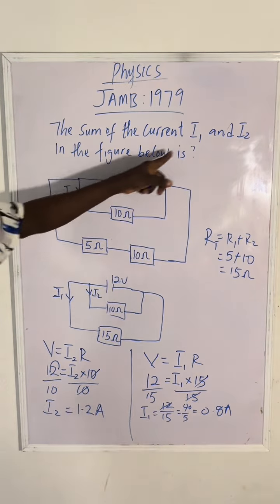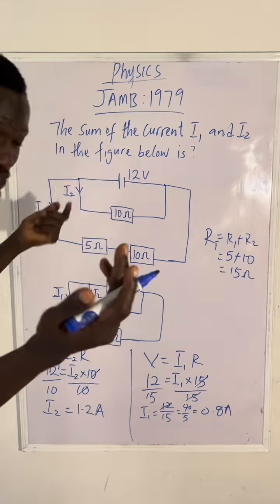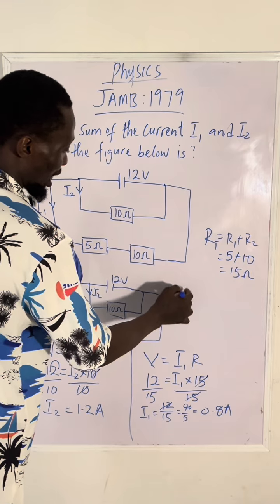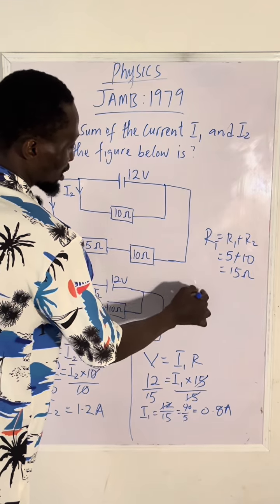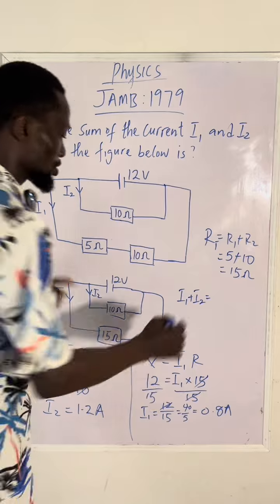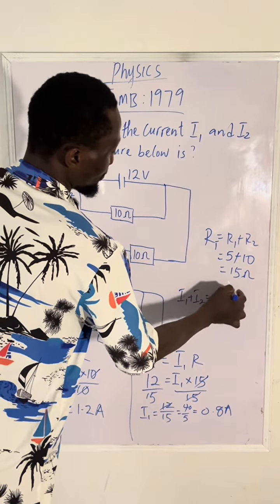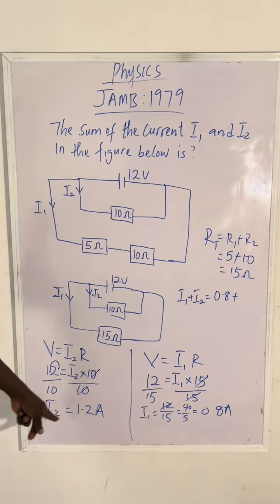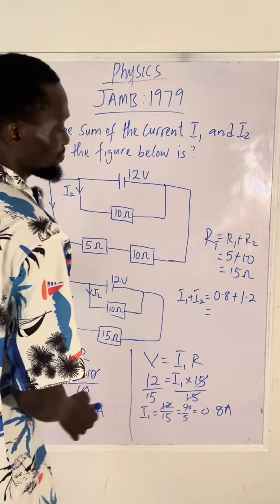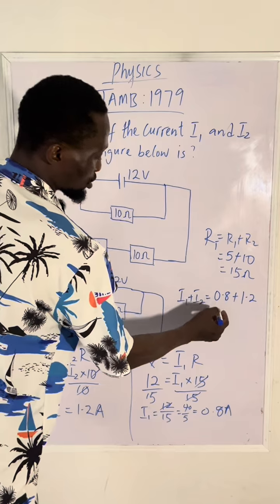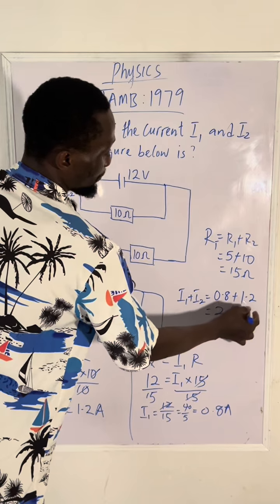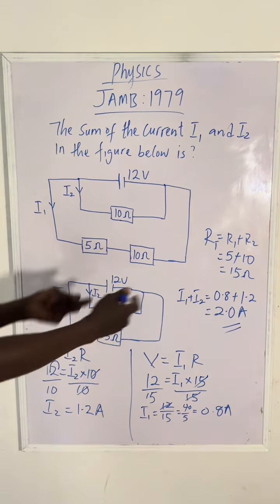Now the question says the sum. What is sum? Addition, right? So it means that the sum I1 plus I2 is going to be, what is my I1? 0.8, plus what is my I2? 1.2. So 0.8 plus 1.2 is going to give me 2.0 amperes. And that is the sum of both.